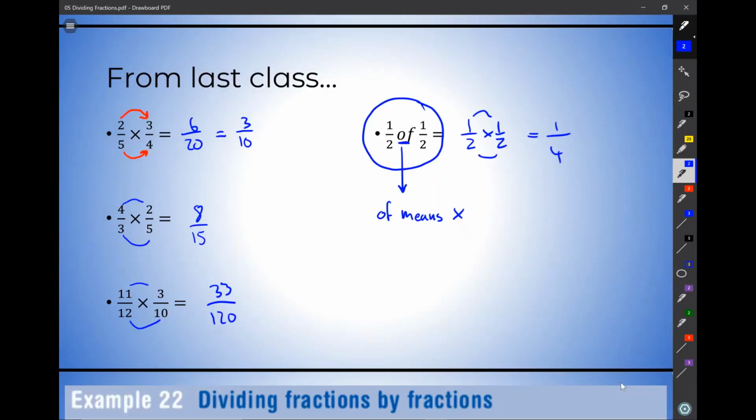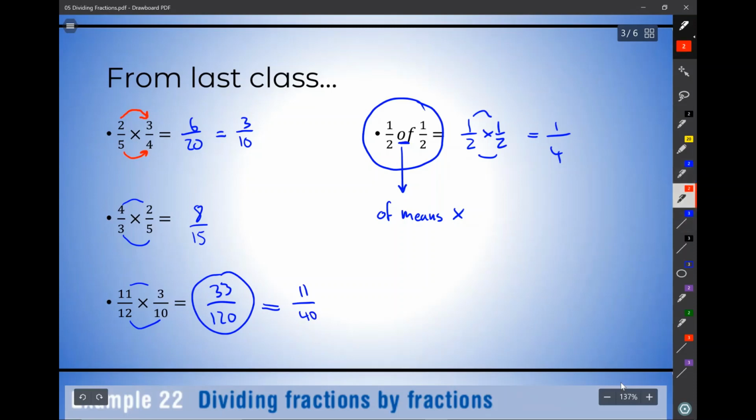Hey guys, just wanted to make a quick correction here. This fraction here can actually be simplified. If we divide the top and the bottom by 3, 33 divided by 3 is 11, and 120 divided by 3 is 40. Sorry about that guys, this is the most simple version of this fraction.